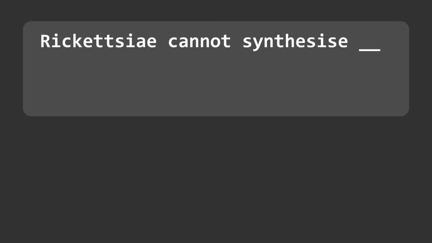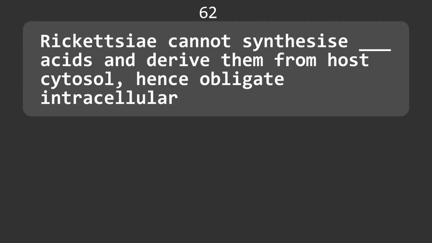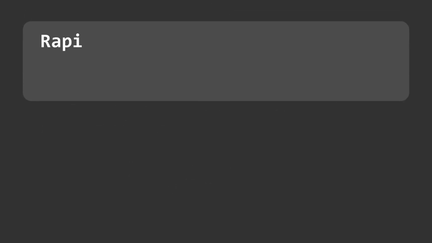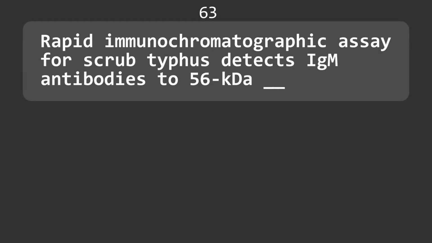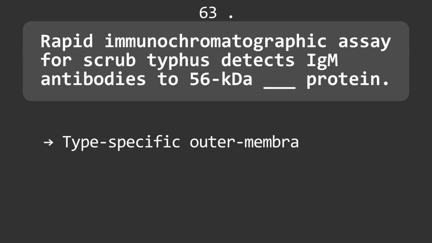Rickettsia cannot synthesize amino acids and nucleic acids and derive them from host cytosol, hence obligate intracellular. Rapid immunochromatographic assay for scrub typhus detects IgM antibodies to 56 kDa type-specific outer membrane, TSA 56.